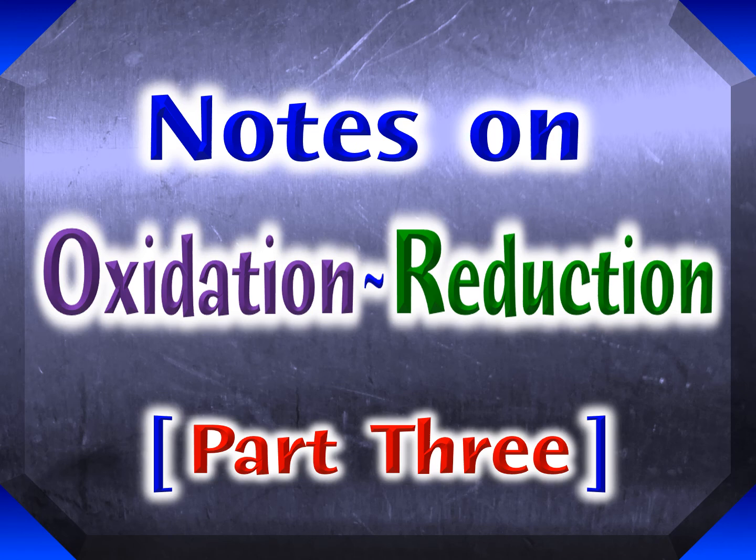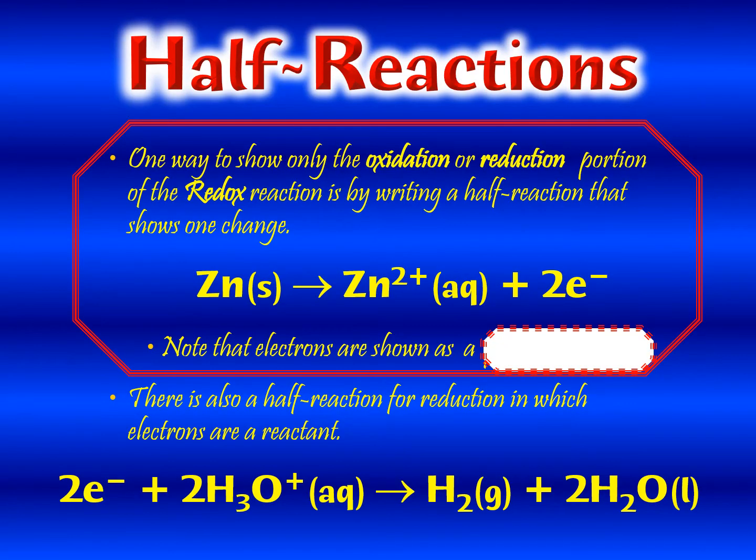These are the notes on oxidation reduction part 3. So now we're going to look at oxidation on its own and reduction on its own, even though they don't really happen on their own. There is a way of looking at them in what we call half reactions. One way to show the oxidation or reduction portion of the redox reaction is by writing a half reaction that shows one of the changes.